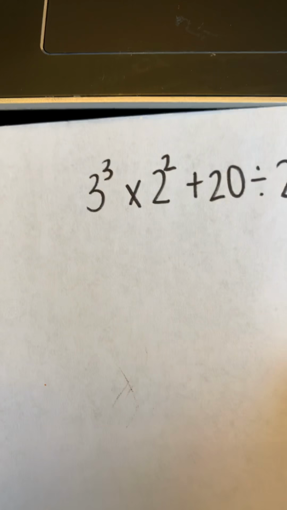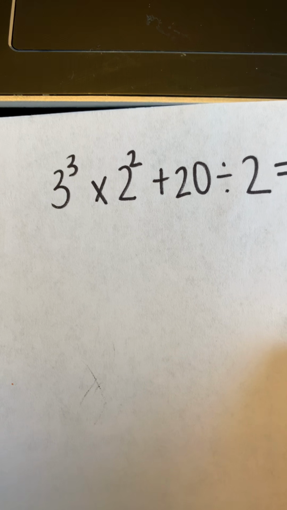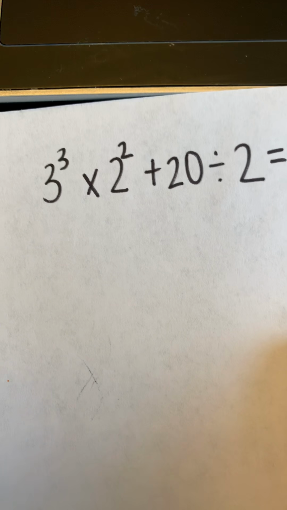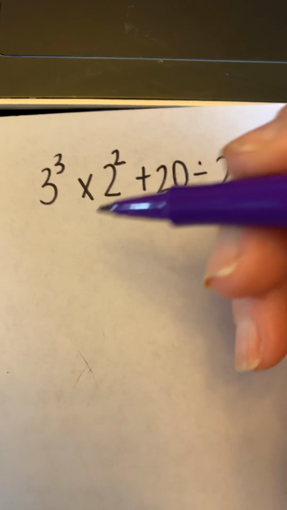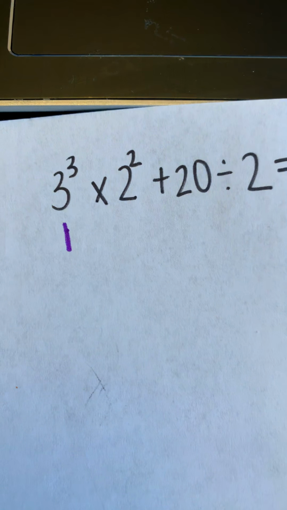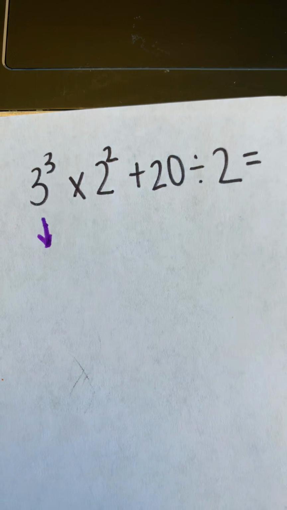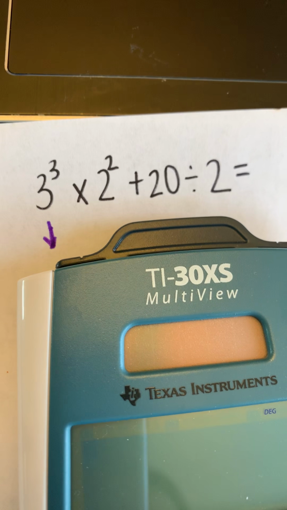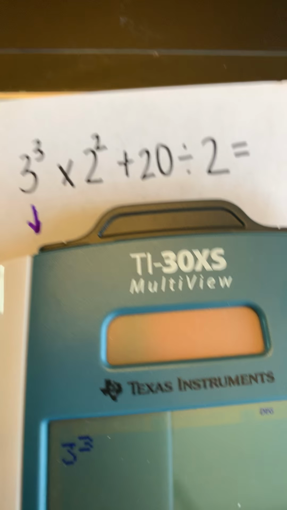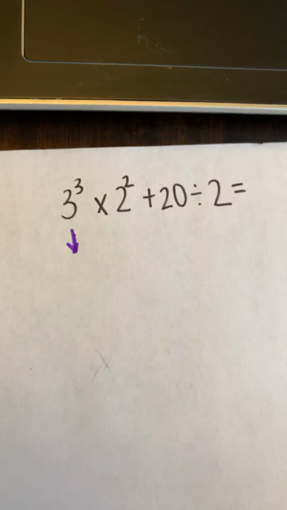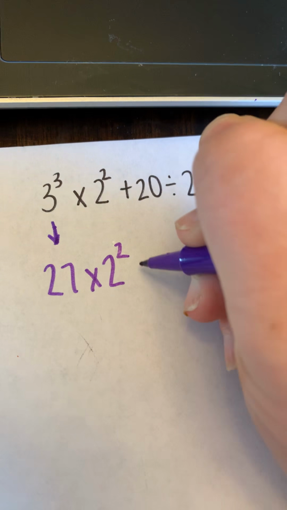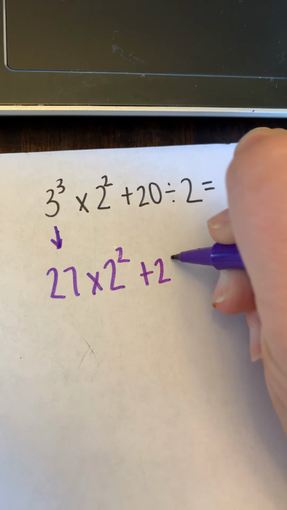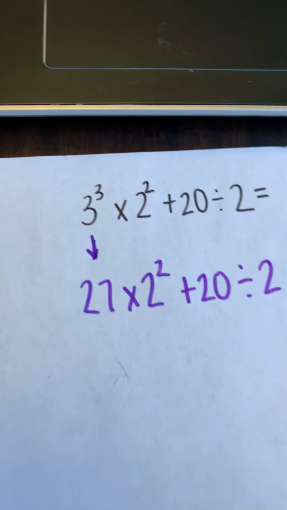Remember, both of these are on your Buzz homework assignment. This one's a little bit tricky because it has 2 exponents. So let's start by working it out with PEMDAS. I don't have any parentheses, but I do have an exponent. The first exponent I see is 3 to the 3rd power. So in my calculator, I'm going to type in 3 to the 3rd power, and I get 27. So I have 27 times 2 to the 2nd power plus 20 divided by 2.